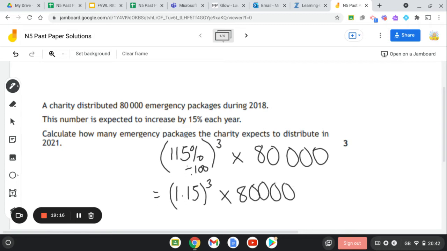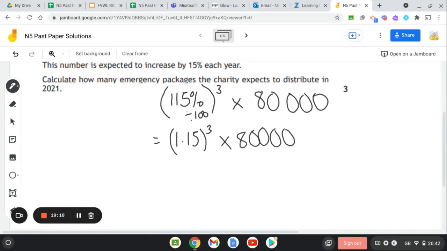What you've got to try and do is set out your working, set out your solution before you even touch your calculator. Once you're happy with that, you can pick up your calculator, type it in, and see what answer we get. What I've got is 121,670. So that's what you need to do to get your 3 marks there.